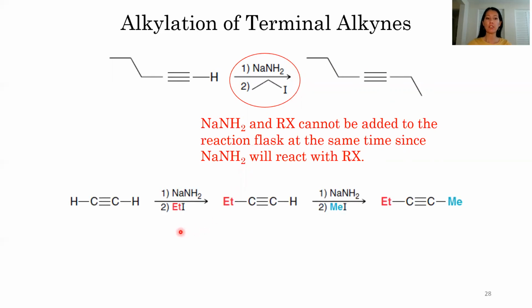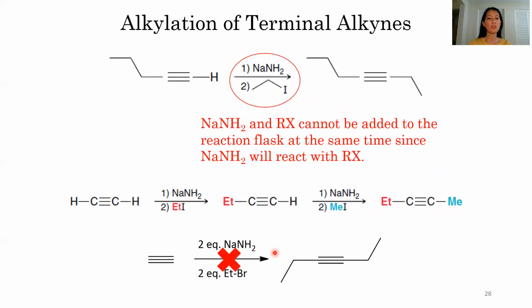So if you wanted to add it to each side, first you'd have to do one side, deprotonate, add ethyl iodide that can add ethyl to one side, and then if you wanted to alkylate the other side, do it in a separate step, sodium amide, and then follow it by methyl iodide, for example, to give this dialkylated product. Again, you can't just throw 2 equivalents of each in one pot because that base will start attacking your ethyl iodide or ethyl bromide, your electrophile, and destroy it.